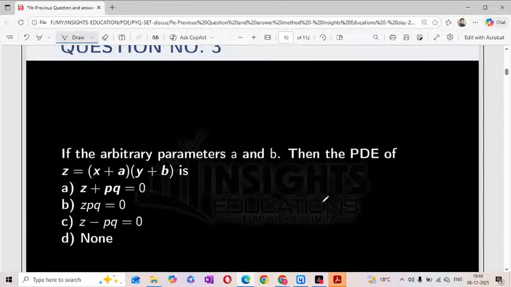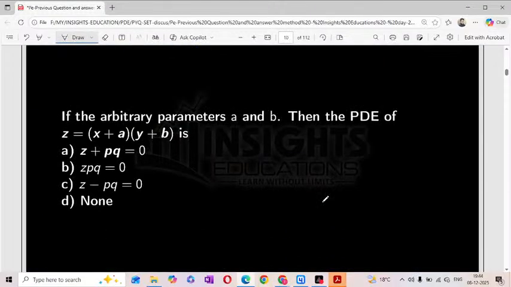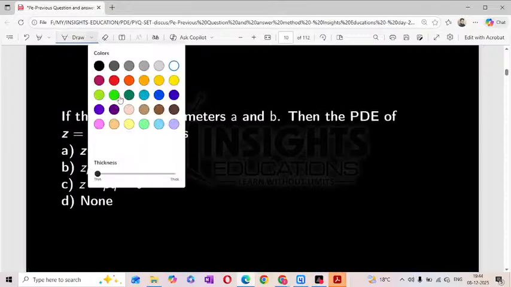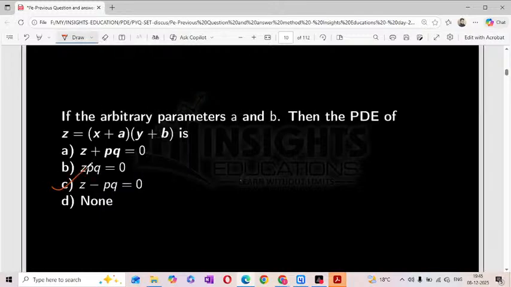Okay, so what is the answer? Which one is the correct? Option C. Option C is the correct. Very good. C is the correct answer.